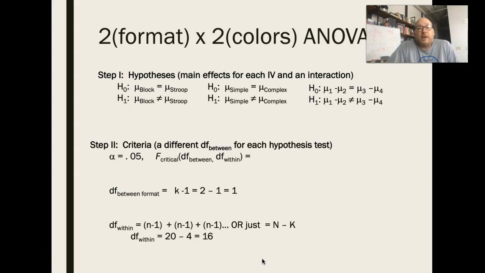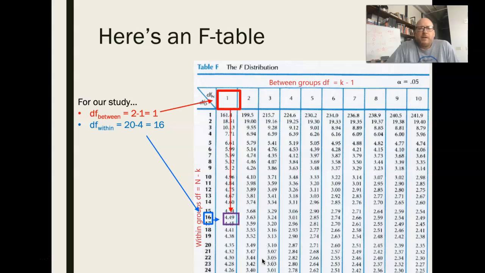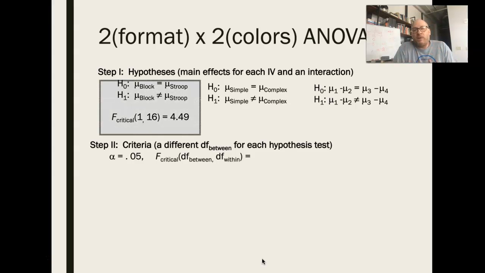All right, so taking those numbers, going to the F table, find 1 degree of freedom up there, 16 down there, and we get a critical value of 4.49. All right, so I'm going to put that there, put a little box around it. That means I've got that one figured out. Okay, that one's ready for step 3.